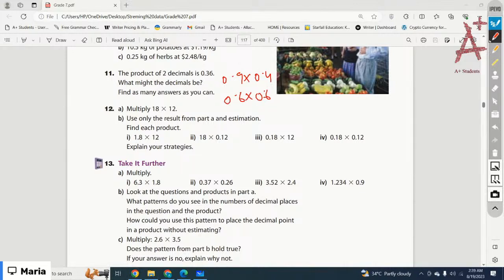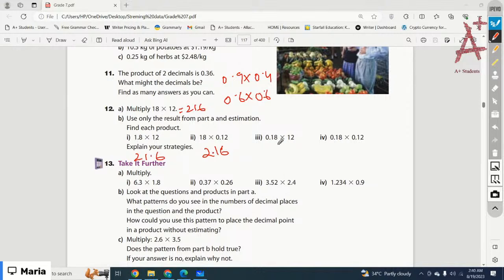Okay, the next one is multiply 18 times 12, right? Let's just do 18 times 12. That is 216. Now you have to find each product. You have only one decimal place here, right? So it would be 21.6 for this one. Here you have two decimal places, that would be 2.16, right? The basic concept is how you move the decimal point when you are multiplying.